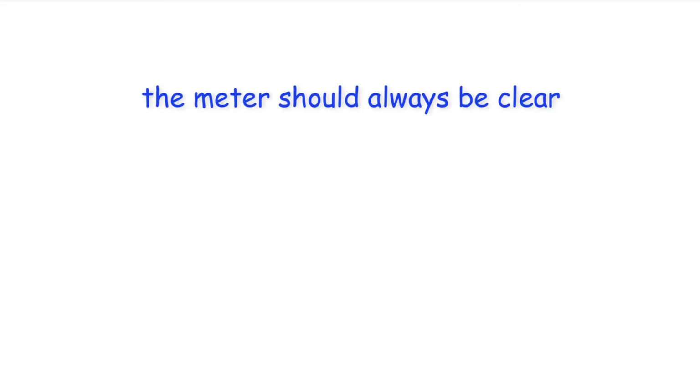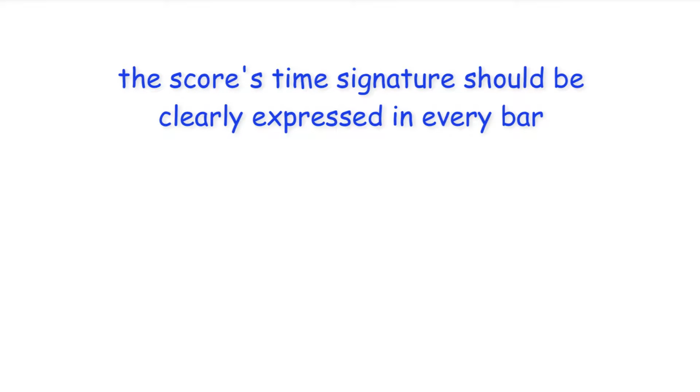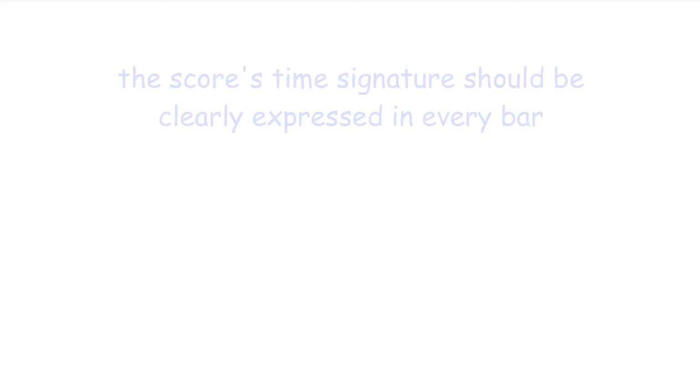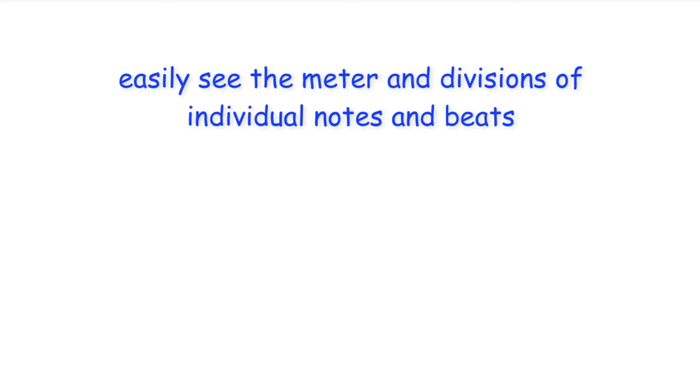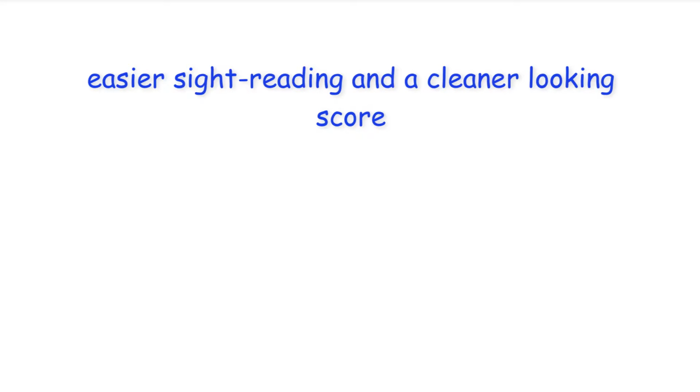Hi everyone. Whenever you're notating music, the meter should always be clear. In other words, the score's time signature should be clearly expressed in every bar. The idea is when someone reads your score, they should easily see the meter as well as divisions of individual notes and beats. Keeping the meter visible allows for easier sight reading and a cleaner looking score.